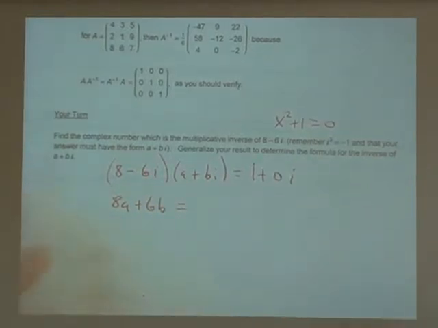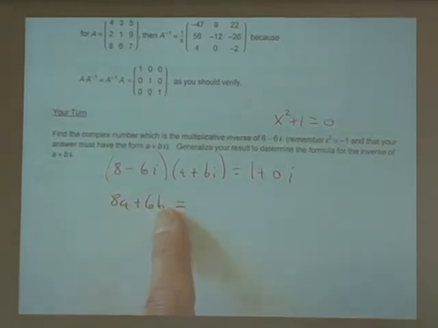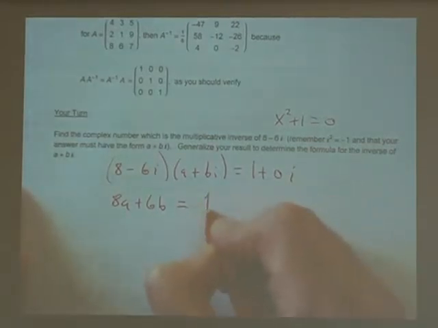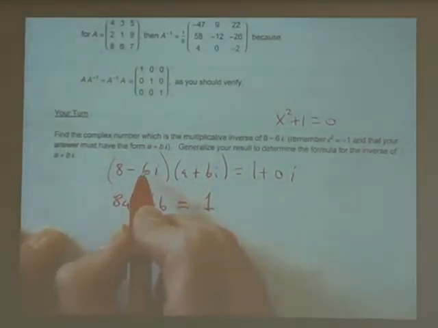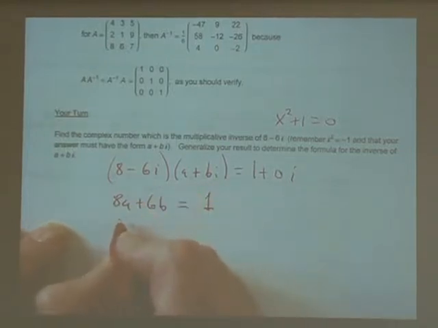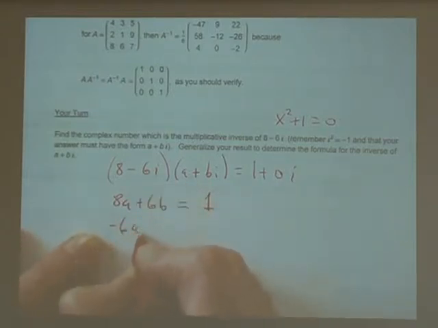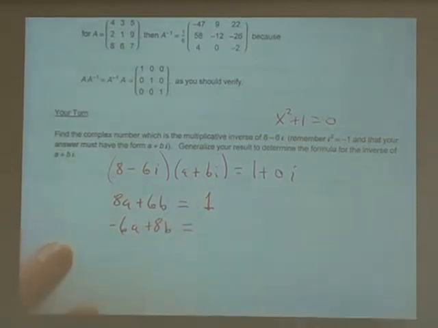That's the real part of the answer. What must it be? If it's this, what must this part be? Must be 1, right? Because that's the real part of the other side. Now, what about the imaginary part of this answer? I have a minus 6i and a plus 8b, so I have minus 6a plus 8b must be what? 0, right?